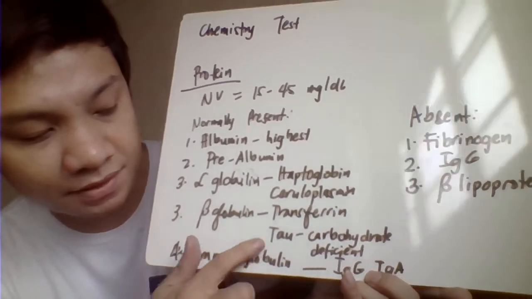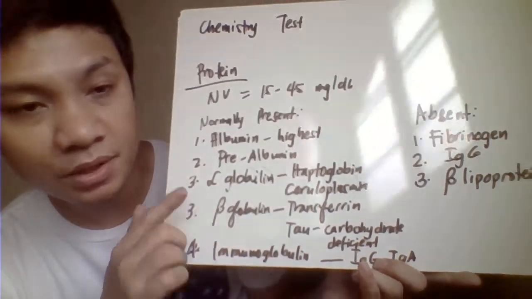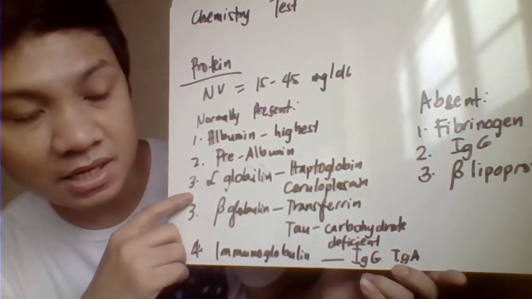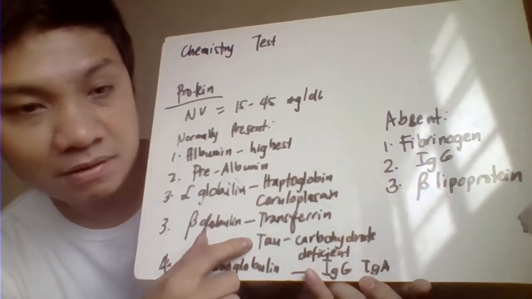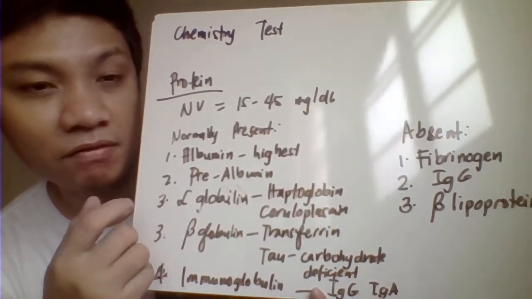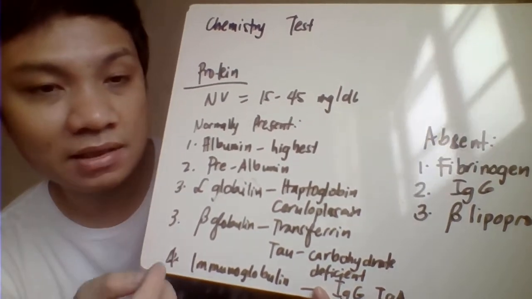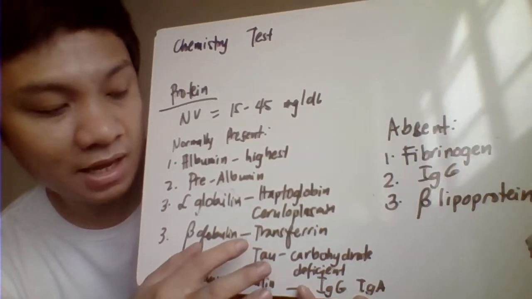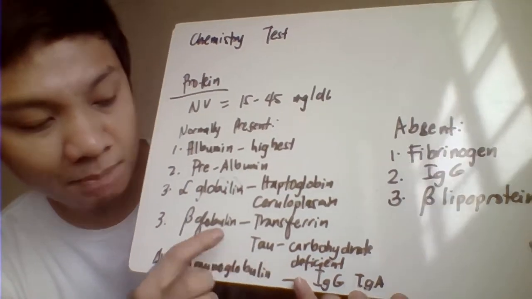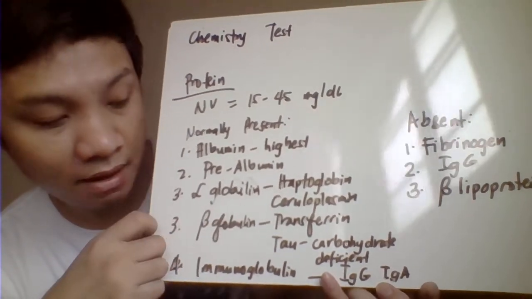Then we have also here the presence of your tau protein. Tau protein here is a carbohydrate-deficient transferrin. This is very specific for the CSF. So if you are in doubt whether the specimen is CSF or not, then you need to test for this one. If present, meaning to say this one is your CSF.